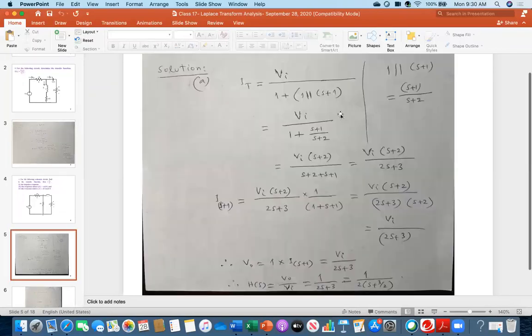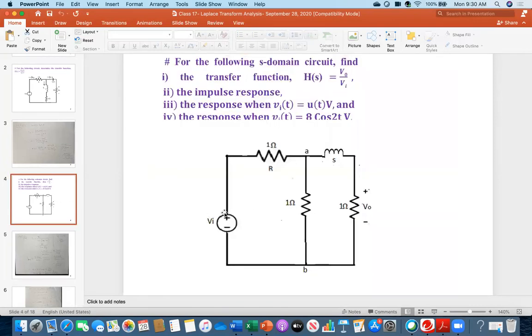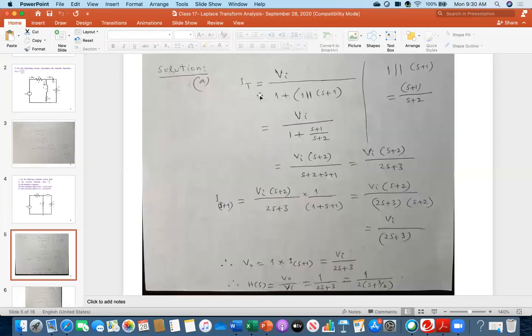Okay. So everybody see what I have written. First, I am calculating the total current, IT. What is IT? IT will be this Vi over the total impedance. So first look, this is S plus 1, and then this will be in parallel with this one, and then that combination will be in series with 1. I believe everybody understand this one.